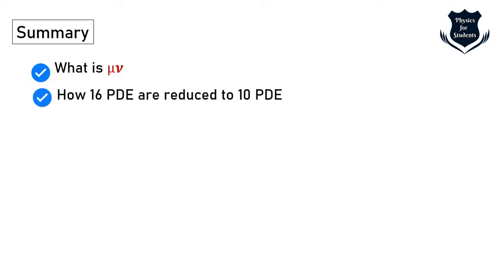So we are coming to the end of a very intensive video, and it's time that we should summarize things. So we have learned what is mu nu, right? This is the dimensions of space-time, 4 into 4. We have also learned how we can reduce Einstein's 16 partial differential equations to 10, because some of them are symmetric.